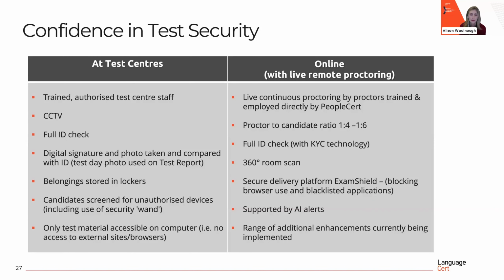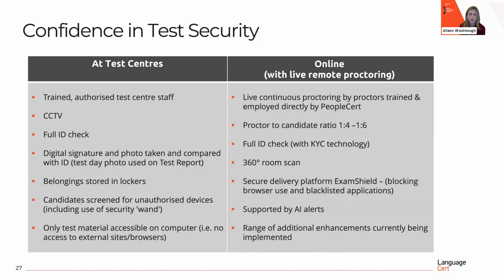The other things that happen with online security is a 360-degree room scan before the test session starts, just to make sure that there's nobody else in the room, there's no inappropriate material around, and we'll also be shortly introducing a second camera into that process to support checks of any potential hidden black spots. So for example, making sure that we also have an image of the candidate's computer as well.